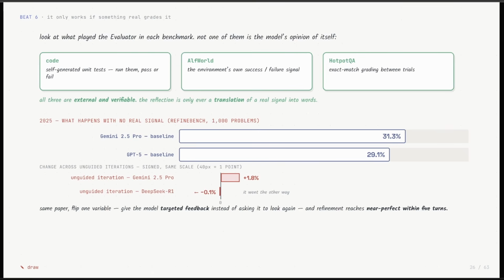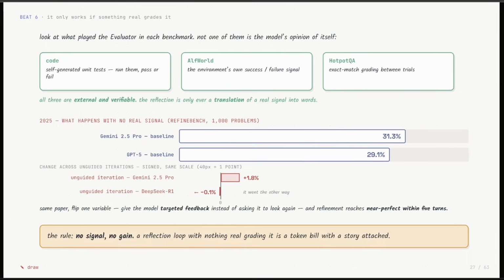Same paper, flip one variable: hand the model targeted feedback instead of asking it to look again, and refinement reaches near perfect within 5 turns. You're not getting more gain. So the rule is no signal, no gain. A reflection loop with nothing real to grade it is a token bill with a story attached. This is the reason why enterprise AI fails, and there are many companies like Uber who are actually just spending money for the sake of it.